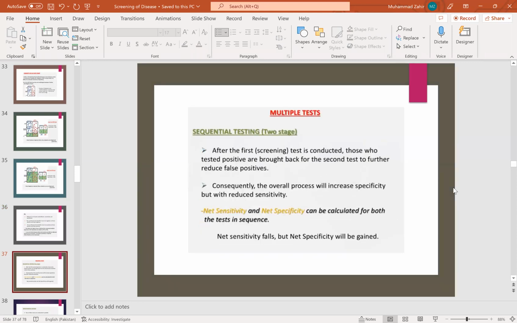Multiple tests. Sequential testing, two-stage. At the first screening, the test is conducted, and those who tested positive are brought back for the second test to further reduce false positives. Consequently, the overall process will increase specificity with reduced sensitivity. Net sensitivity and net specificity can be calculated by taking both the tests in sequence. Net sensitivity falls, but net specificity will be gained.